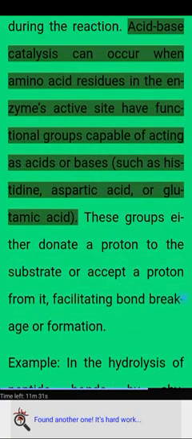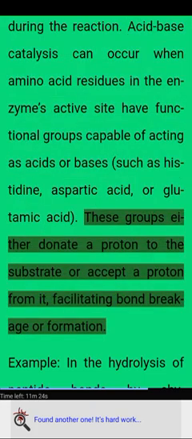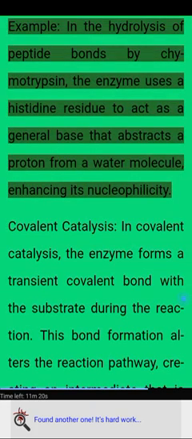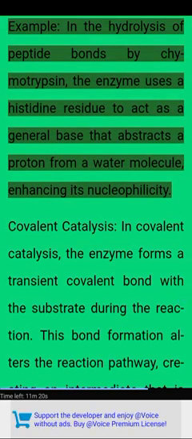Acid-base catalysis can occur when amino acid residues in the enzyme's active site have functional groups capable of acting as acids or bases, such as histidine, aspartic acid, or glutamic acid. These groups either donate a proton to the substrate or accept a proton from it, facilitating bond breakage or formation. Example: in the hydrolysis of peptide bonds by chymotrypsin, the enzyme uses a histidine residue to act as a general base that abstracts a proton from a water molecule, enhancing its nucleophilicity.